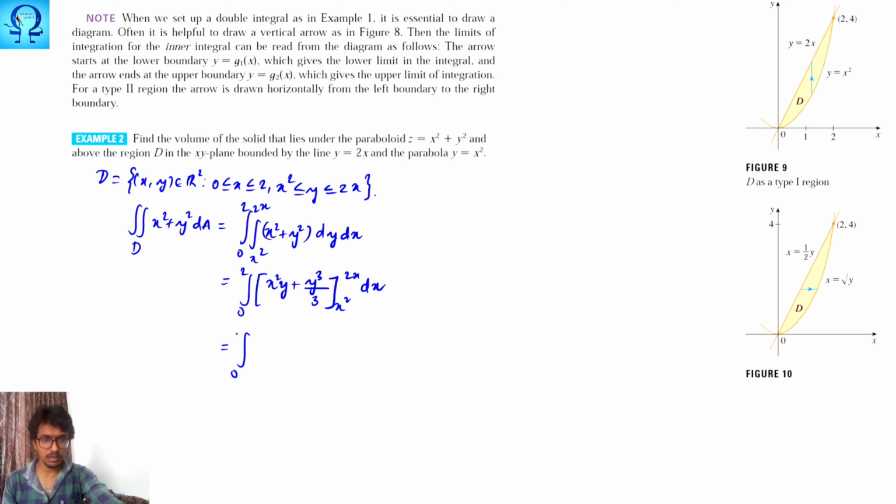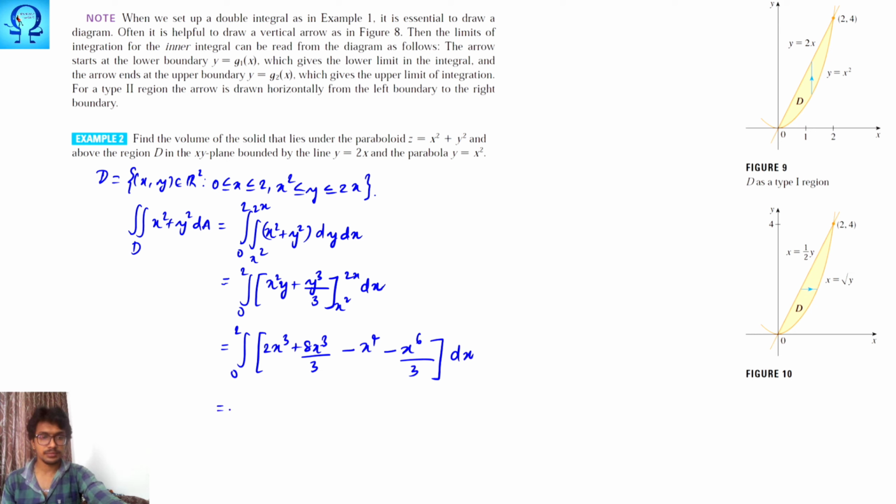So this is the integral from 0 to 2, and when you put 2x in the place of y, you are going to get 2x cube plus 8x cube upon 3, minus x power 4, and here it is minus x power 6 upon 3, dx.